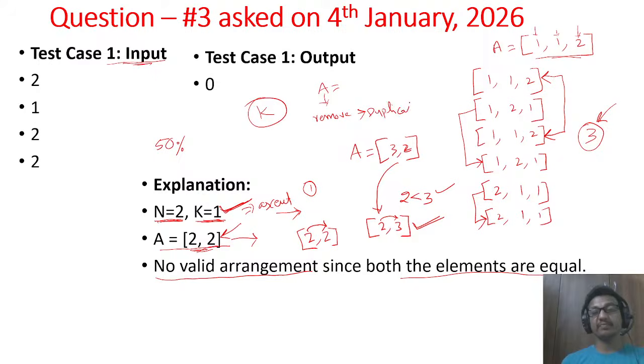So only distinct permutations remain. Out of the distinct permutations, count how many satisfy the k value. That forms the real output. This way you need to convert the logic into code.